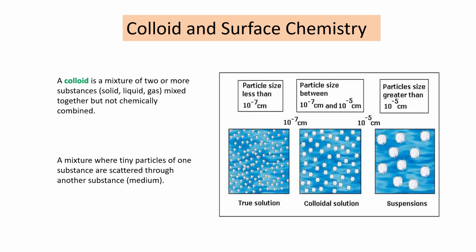So in comparison of true solution, colloidal solution, and suspension, we can see the particle size for a true solution is less than 10 to the power of minus 7 centimeter. For a colloidal solution, the particle size is in the range of 10 to the power of minus 7 to 10 to the power of minus 5 centimeter. For the suspension, the particle size is greater than 10 to the power of minus 5 cm.